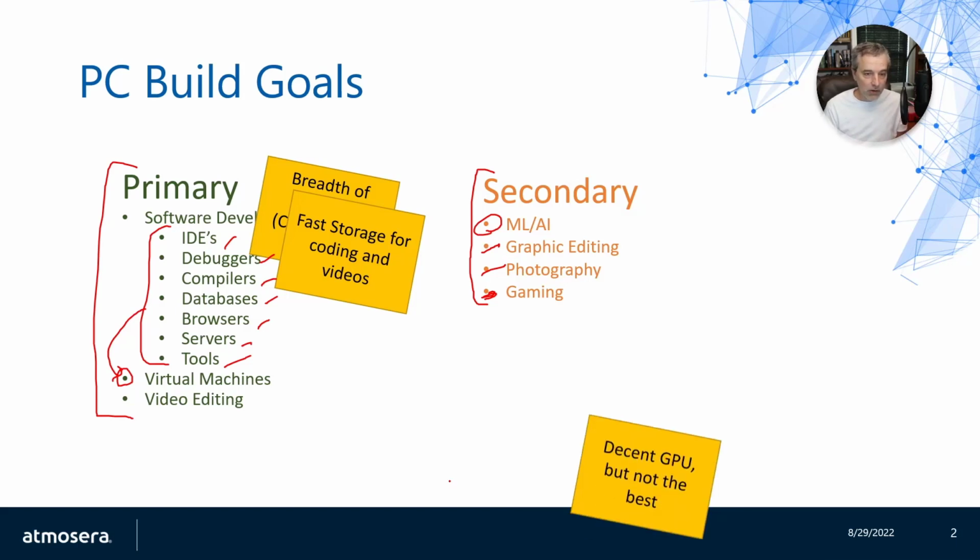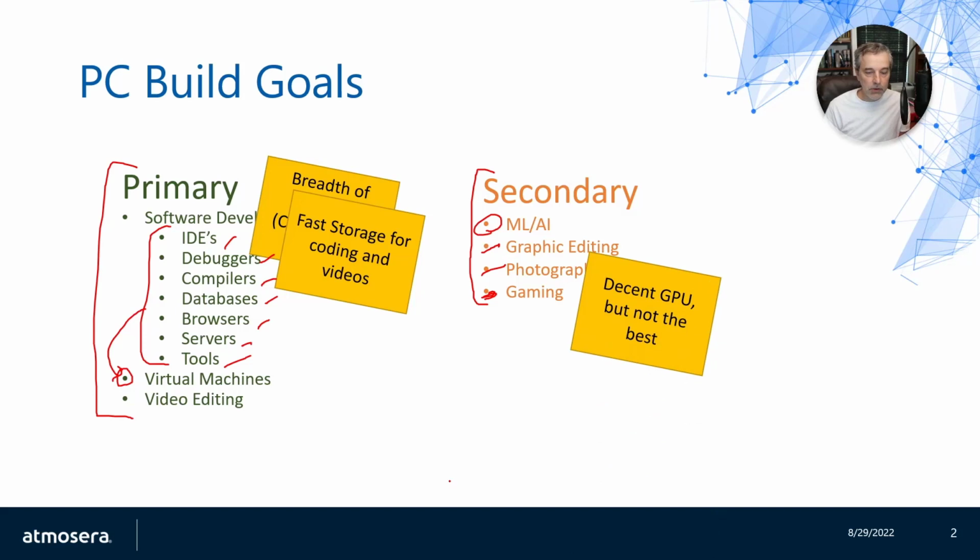Now for my secondary goals, I really just need a decent GPU, but I don't really need the best because AI and ML typically rely on a GPU, but at the level that I do it, I don't need a top of the line GPU to handle that. And graphics editing and photography and gaming all kind of use GPUs nowadays, so I don't need a top of the line GPU for that kind of work, but a decent GPU nevertheless will make that work a lot better. So these are my goals.